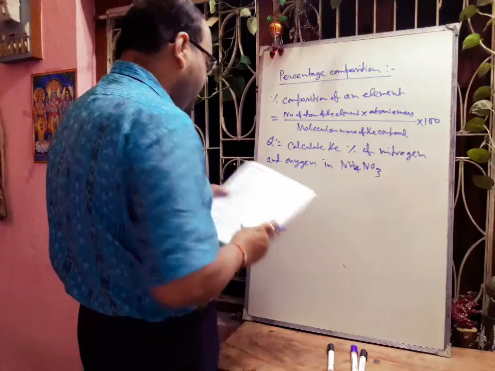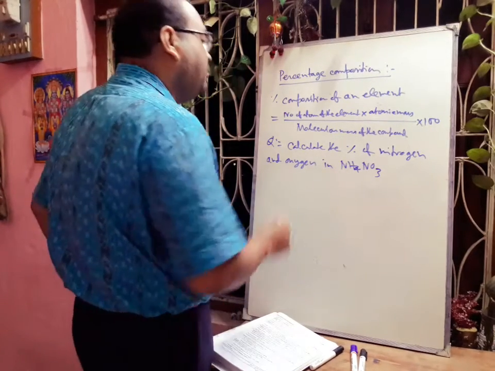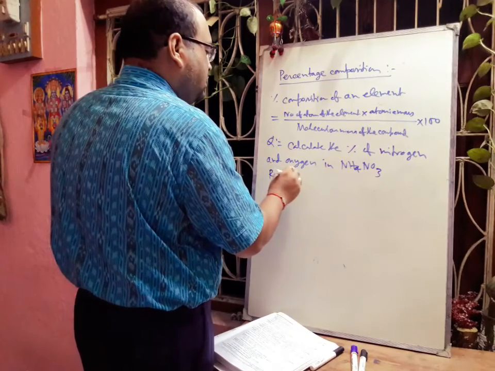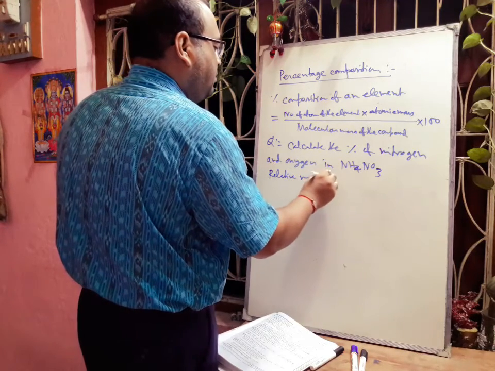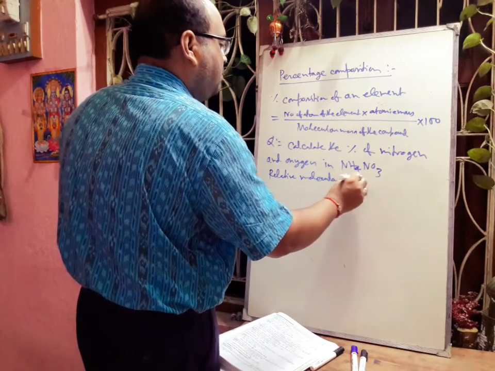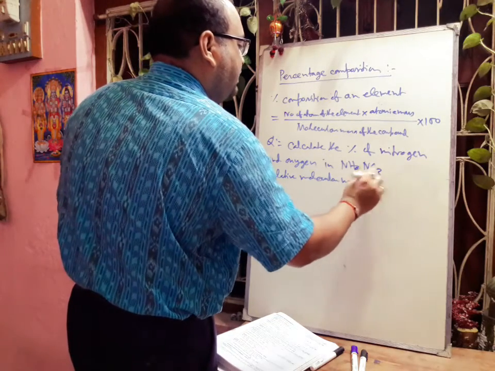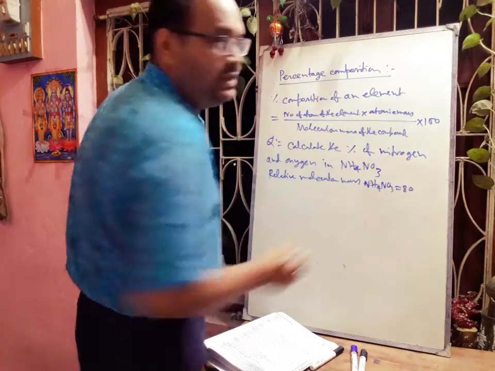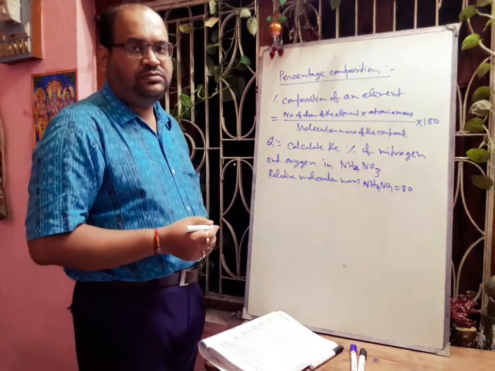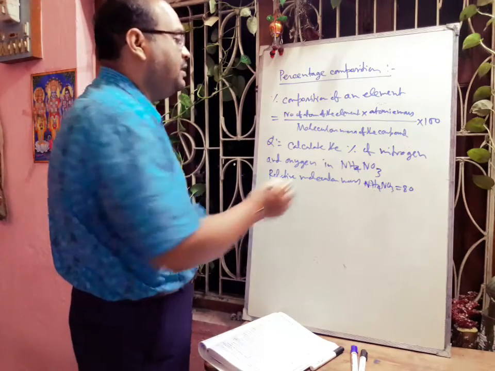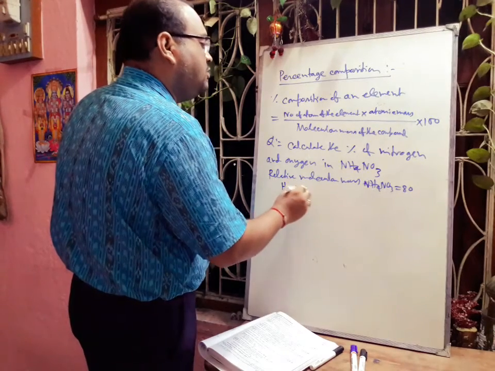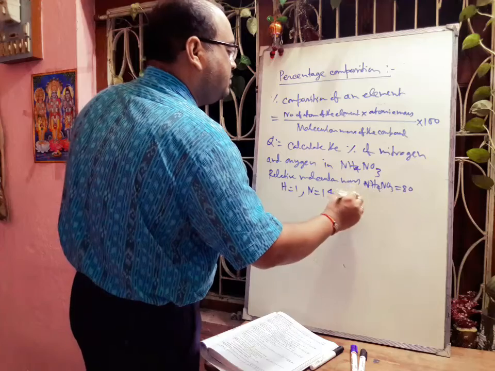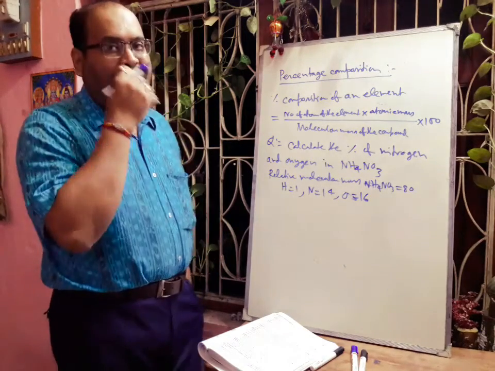Here the relative molecular mass of ammonium nitrate is given, is equal to 80. And the atomic weight of hydrogen is equal to 1, nitrogen is equal to 14 and oxygen is equal to 16. It is given. Now we have to calculate.